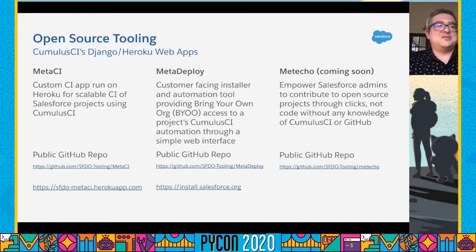MetaDeploy is a customer-facing installer and automation tool providing bring your own org access to a project's Cumulus CI automation through a simple web interface. Now, when I say org here, in the Salesforce world, that's how we refer to an instance or a tenant in the Salesforce platform. So every customer has their Salesforce org, usually a production org. They have sandboxes off of that. There's other types of orgs that we'll talk about and show in today's demo.